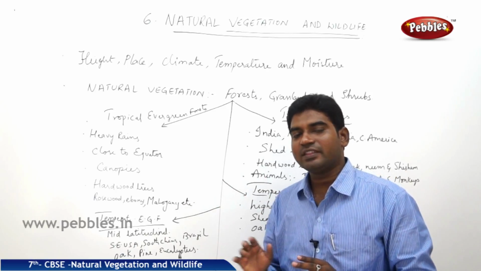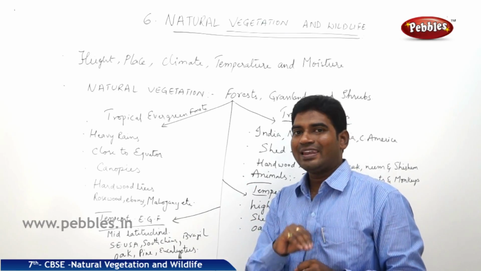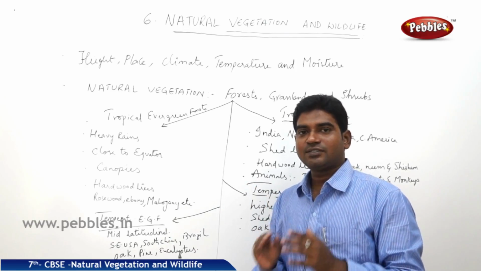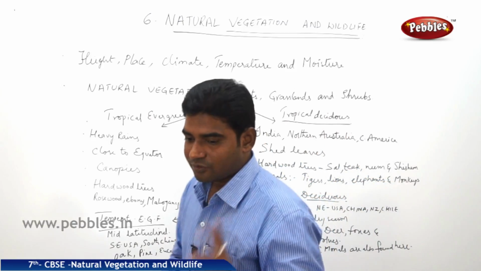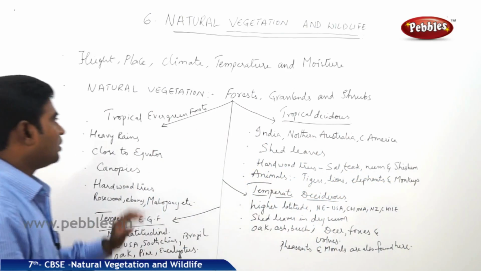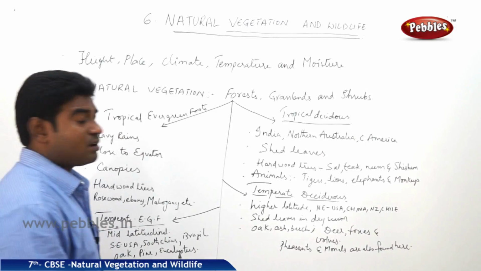As it's already mentioned in the name itself, the trees in this forest will never shed their leaves. That's why it's rightly called the temperate evergreen forest. So we have two evergreen forest categories. One is the tropical evergreen forest, the next one is the temperate evergreen forest.